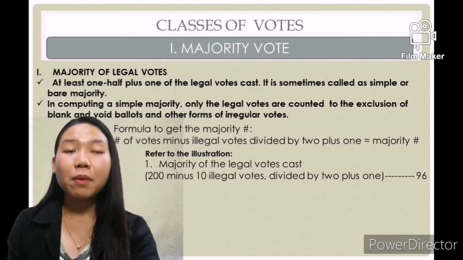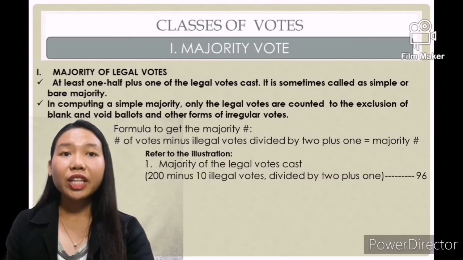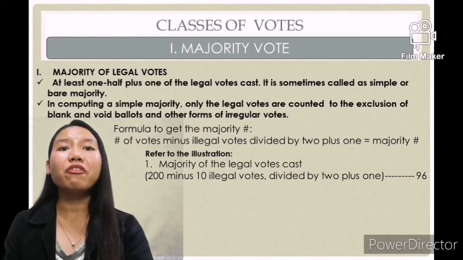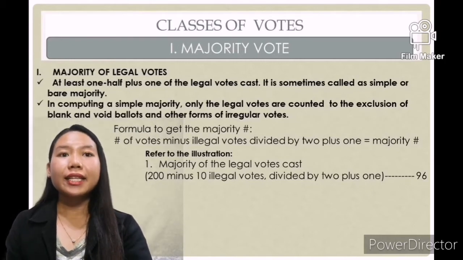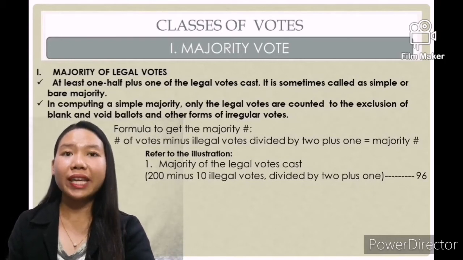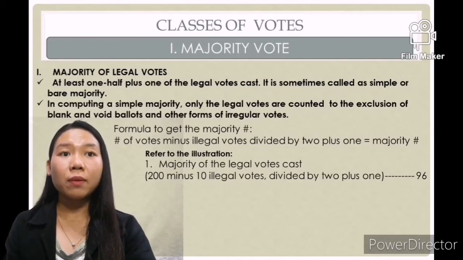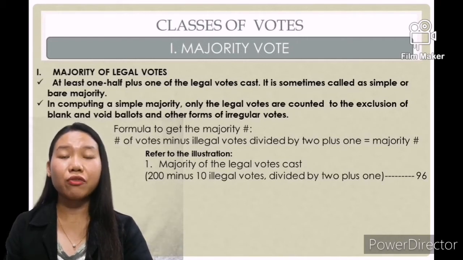Let us first identify the majority of legal votes. Majority of legal votes needs at least 1/2 plus 1 of the legal votes cast. It is sometimes called a simple or bare majority. And in computing simple majority or majority of legal votes, only the legal votes are counted to the exclusion of blank and void ballots and other forms of irregular votes.